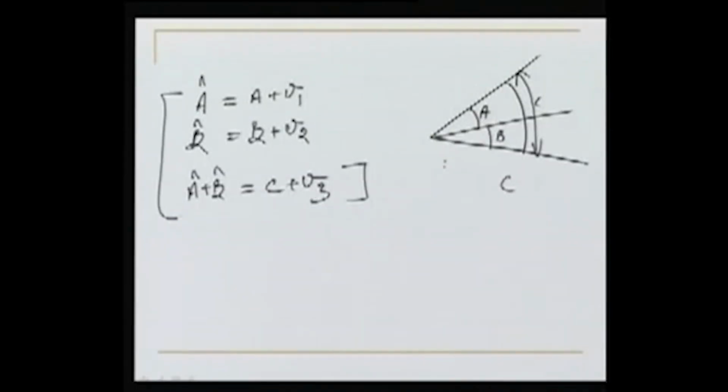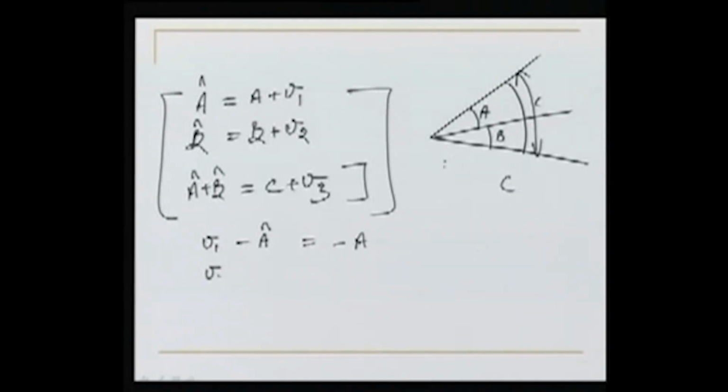Now we will rearrange it so that we bring all the V terms on the left hand side. So we can write it as V1 minus A hat is equal to minus A.